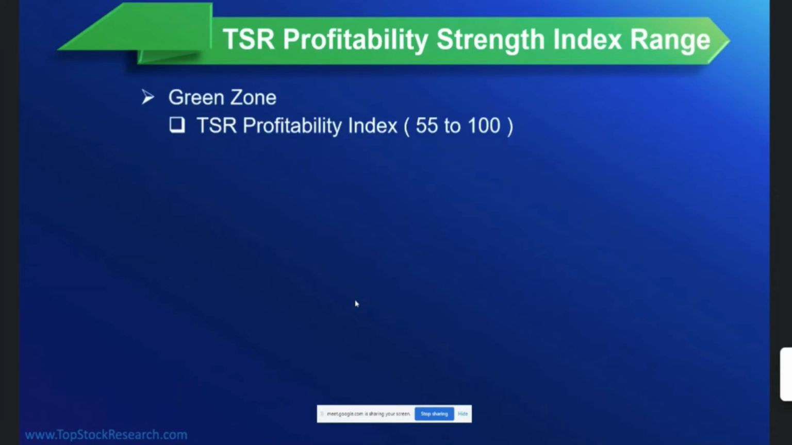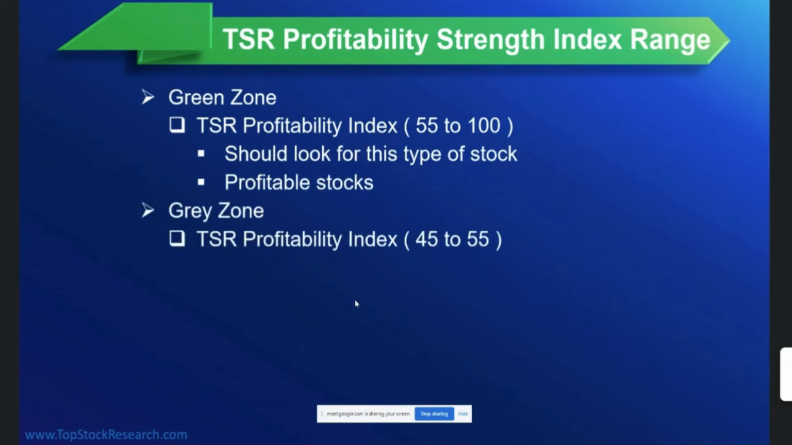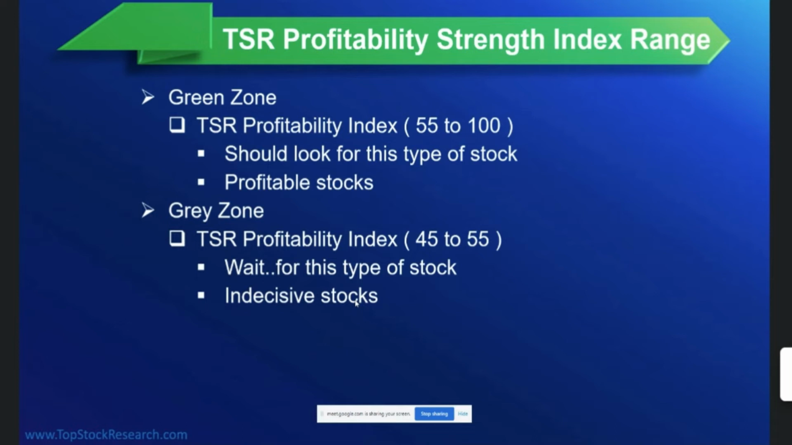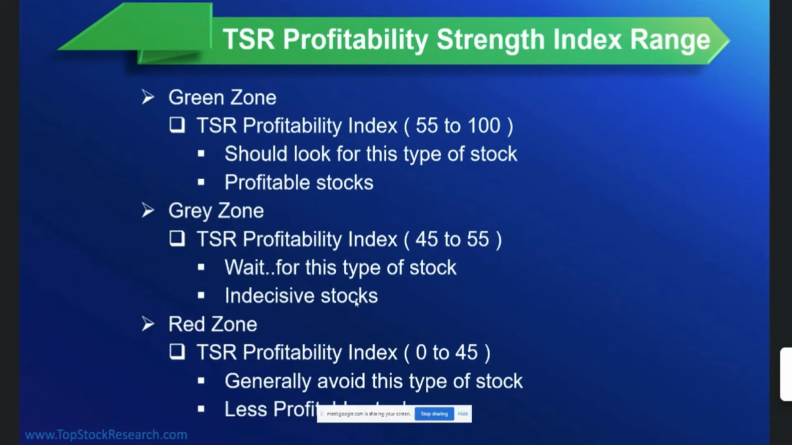Okay, the green zone, and the profitability index is 55 to 100. The higher, the better, right? Gray zone, 45 to 55. You can't really make any judgment on this particular side, whether you need to hold it, buy it, sell it. If you already have it, perhaps holding could be one of the options, because still the signals are not very bad. You need to wait till you get a clear signal, and these are all indecisive stocks. Red zone, avoid, anything below 45, and they are less profitable stocks.